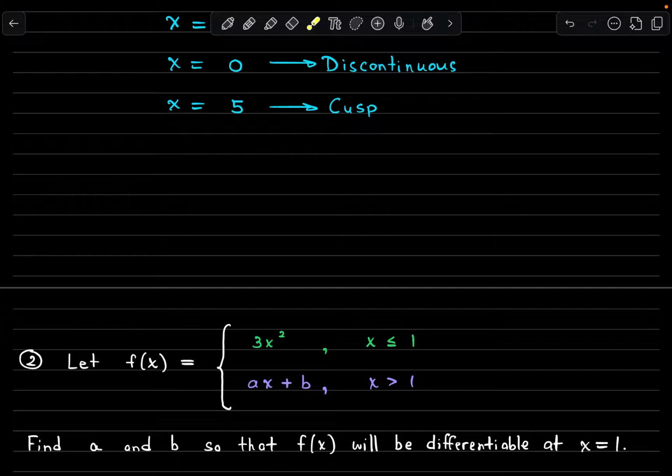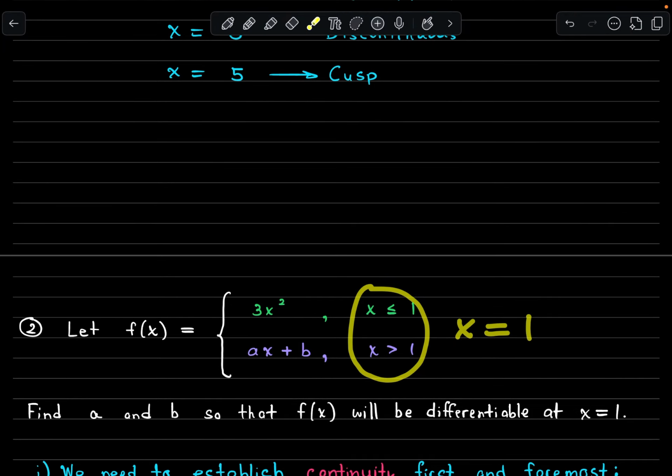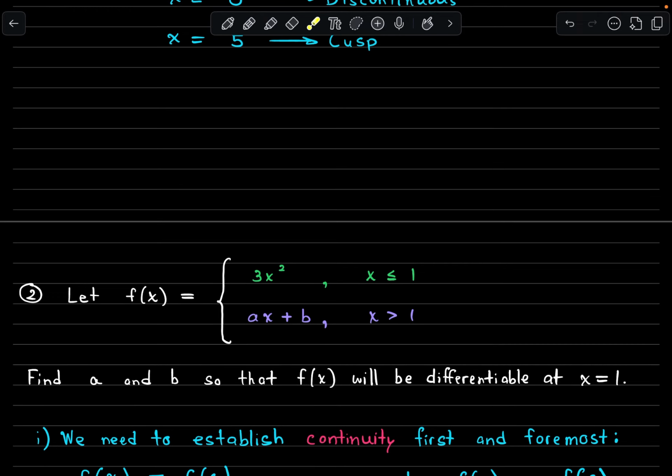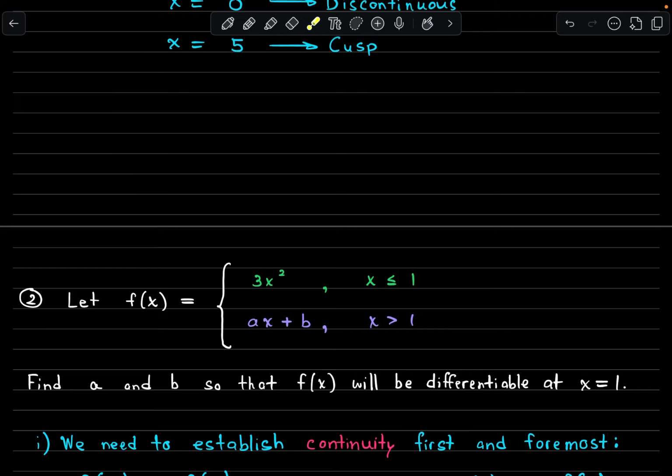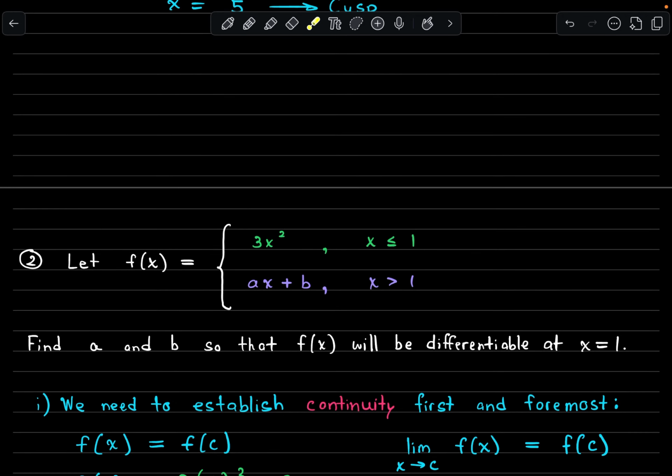Now, we know that in order for it to be differentiable, first of all, it better be continuous, right? So let's start there. We need to make sure that this green piece and this purple piece are actually meeting when x is equal to 1. They need to be converging at the same place. So we start by establishing continuity.